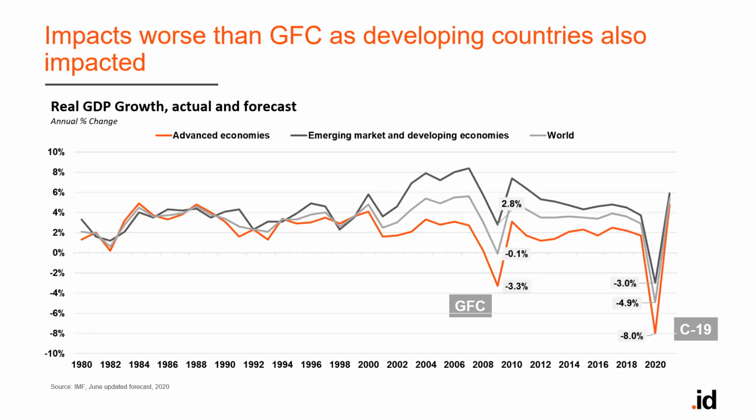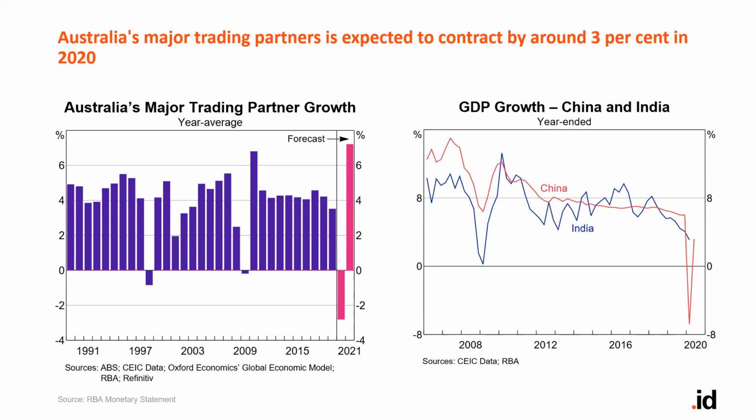So when the world catches a cold, now the impacts of this crisis are much worse than what we saw with the GFC. And that's primarily because during the GFC, it was developed countries that the crisis hit. This crisis has hit everyone. And we saw GDP fall by about 8%, which is more than double what it fell during the global financial crisis. So the impacts are really being felt.